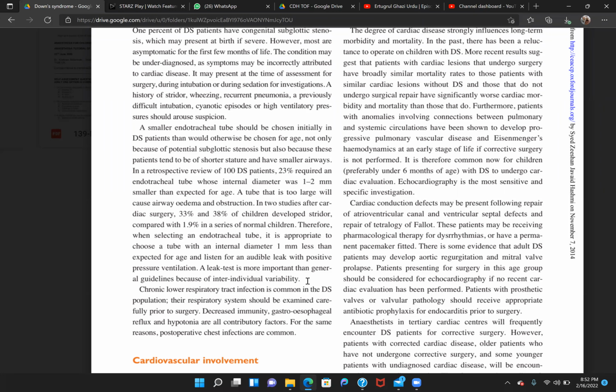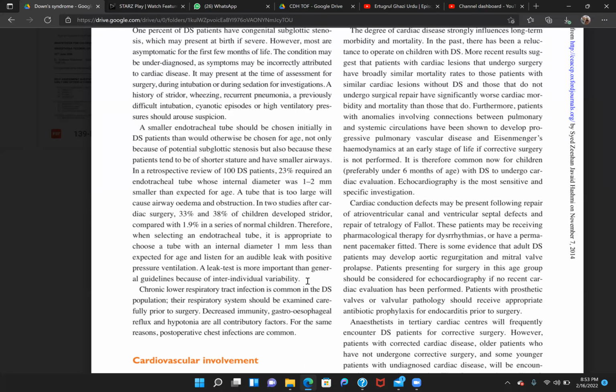For any endotracheal intubation in a neonate, you should have a leak. Because if you put it very tightly, there will be chances of postoperative edema and postoperative obstruction. Laryngospasm is also one, but actually laryngospasm is something else. Laryngospasm is one of the causes of upper airway obstruction. But if you are putting a tight tube, that is causing edema, and that is causing postoperative problems.